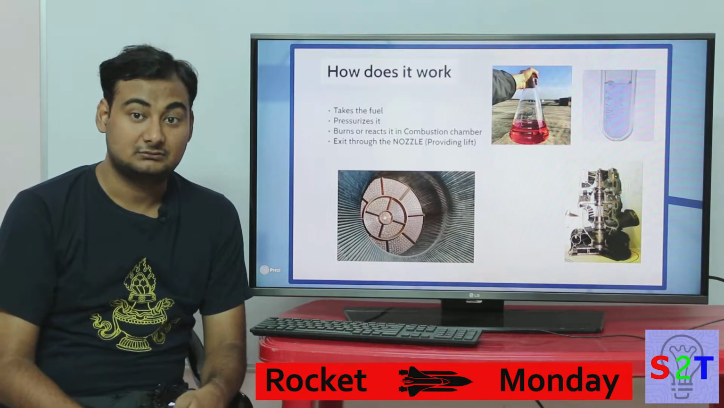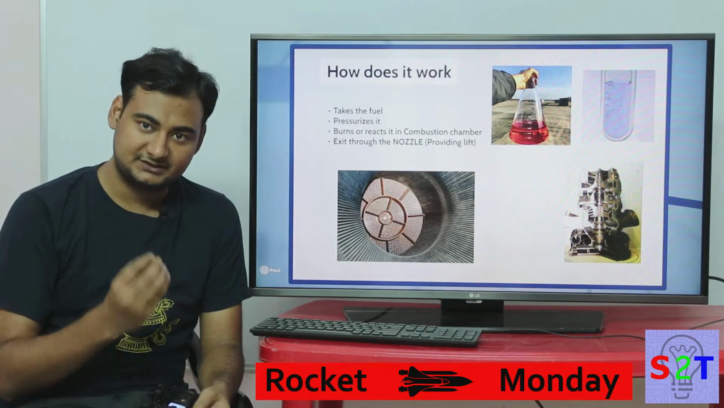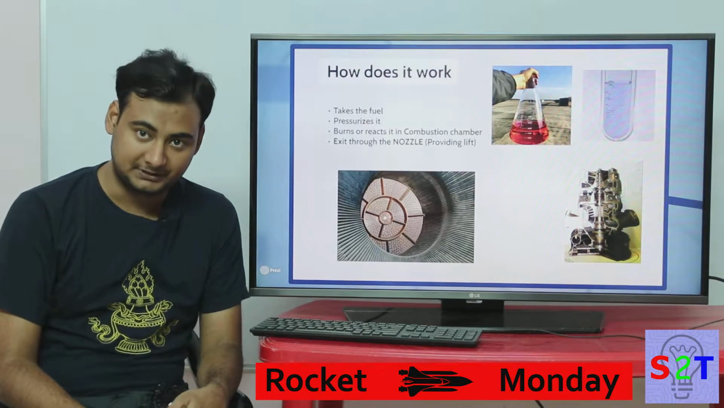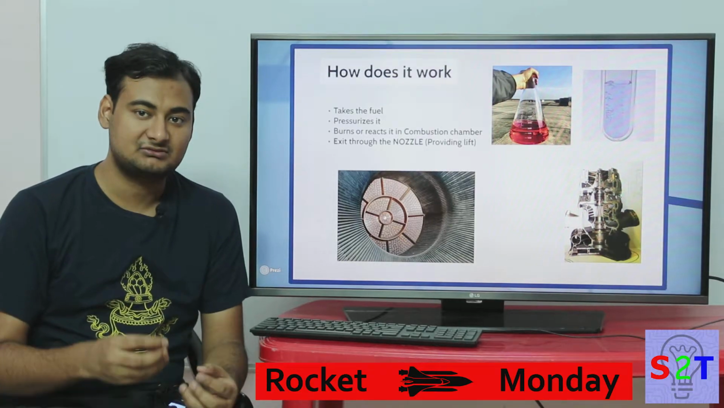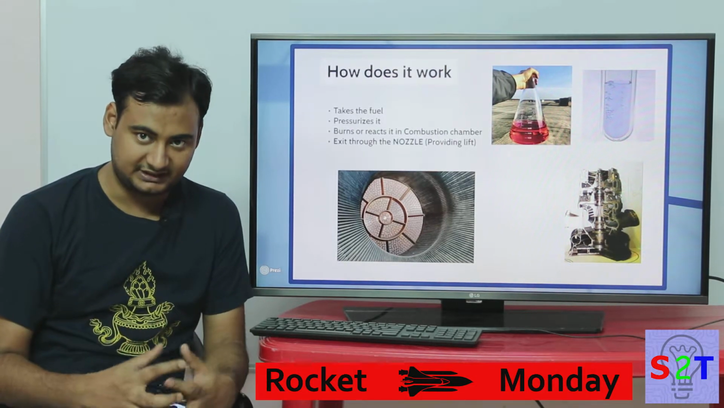Now you might ask, how does it work? Well, it has 4 parts. First part is fuel, or sometimes in the rocket industry we call it propellant. Then we have to pressurize it. Without pressurizing it, it will just burn, but it will not give you thrust. So you have to pressurize it.